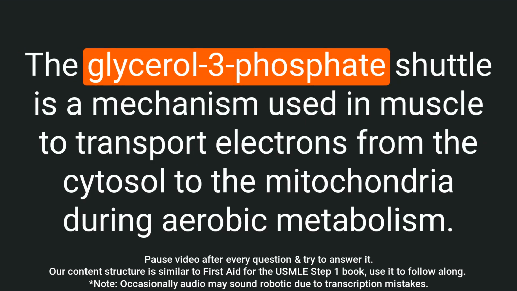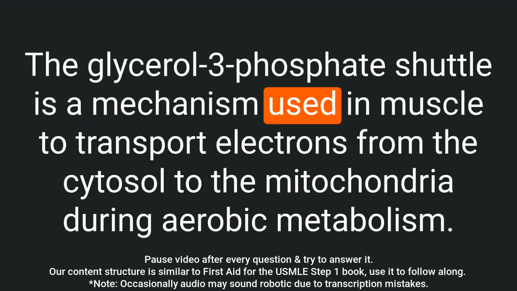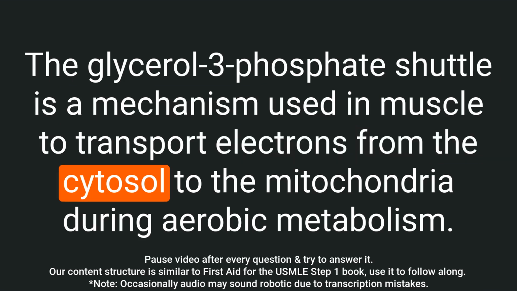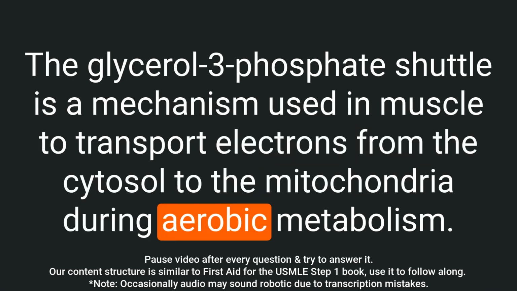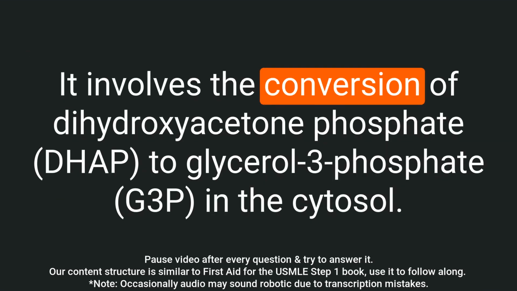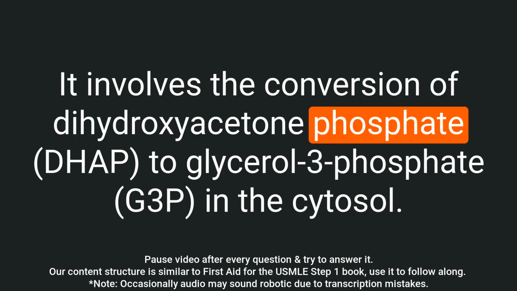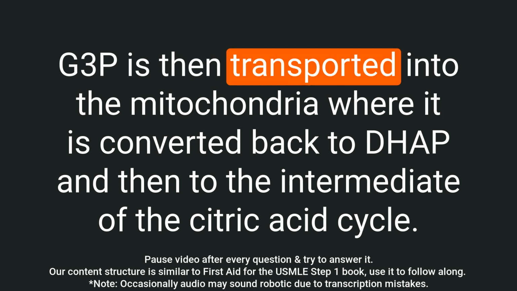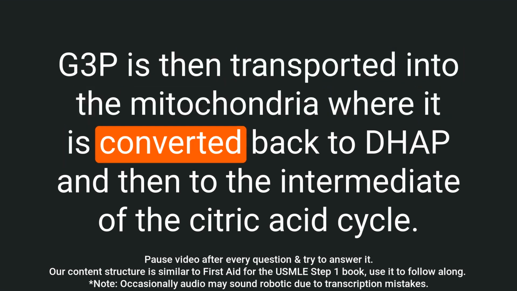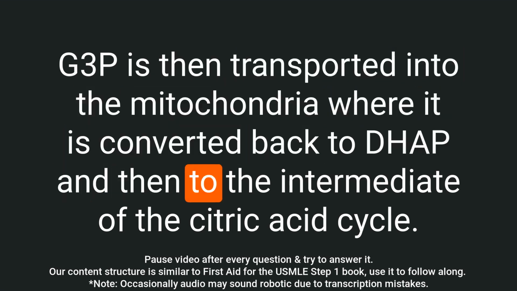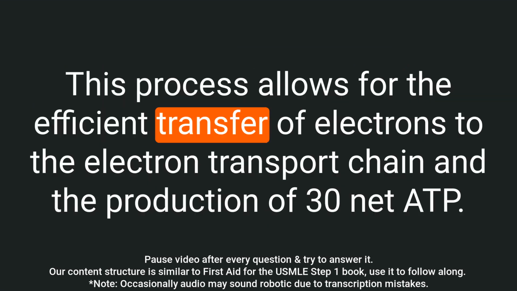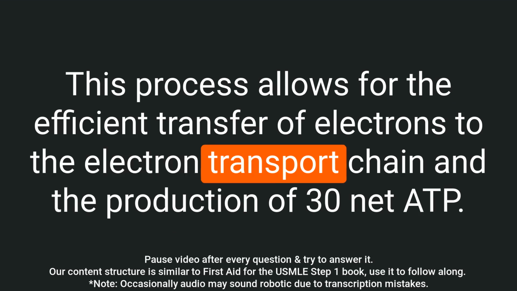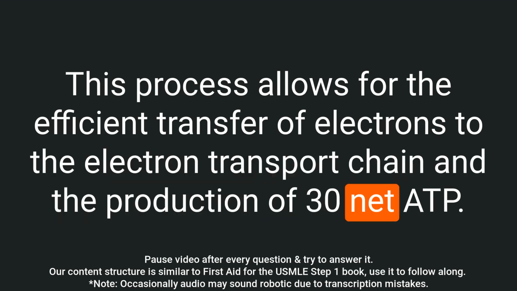Question: what is the glycerol 3-phosphate shuttle? Answer: the glycerol 3-phosphate shuttle is a mechanism used in muscle to transport electrons from the cytosol to the mitochondria during aerobic metabolism. It involves the conversion of dihydroxyacetone phosphate to glycerol 3-phosphate in the cytosol. G3P is then transported into the mitochondria where it is converted back to DHAP and then to the intermediate of the citric acid cycle. This process allows for the efficient transfer of electrons to the electron transport chain and the production of 30 net ATP.